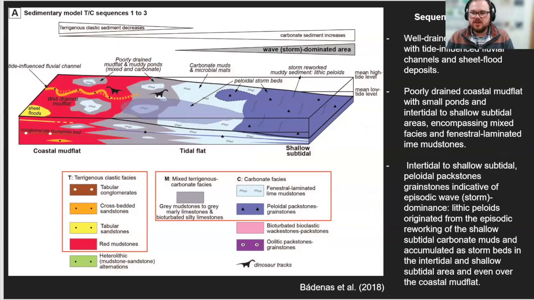So sequences 1 to 3 represent deposition in a mixed clastic-carbonate coastal mudflat and wave-dominated tidal flat. The key features of sequences 1 to 3 include a well-drained coastal mudflat from the red mudstones, with tide-influenced fluvial channels from the cross-bedded sandstones, and sheet flood deposits, which are shown by the tabular sandstones. There's also a poorly drained coastal mudflat with small ponds and intertidal to shallow subtidal areas. And then finally, an intertidal to shallow subtidal peloidal packstone-grainstone indicative of episodic wave dominance.